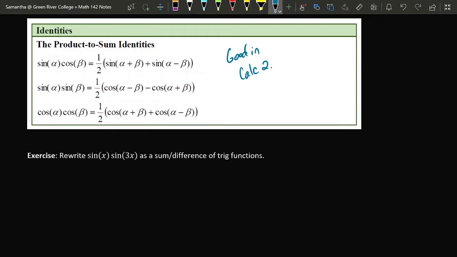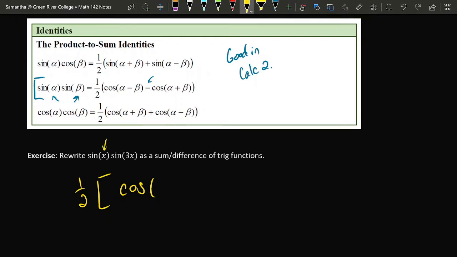For example, in this exercise, we have the product of sine of x and sine of 3 times x. Now, the formula that looks the most applicable to my situation is this second one in the list here, which is describing how to take a product of 2 sines with 2 different types of input and rewrite it as a difference of cosines. This formula says take 1/2 of cosine where the input is equal to the first angle minus the second angle.